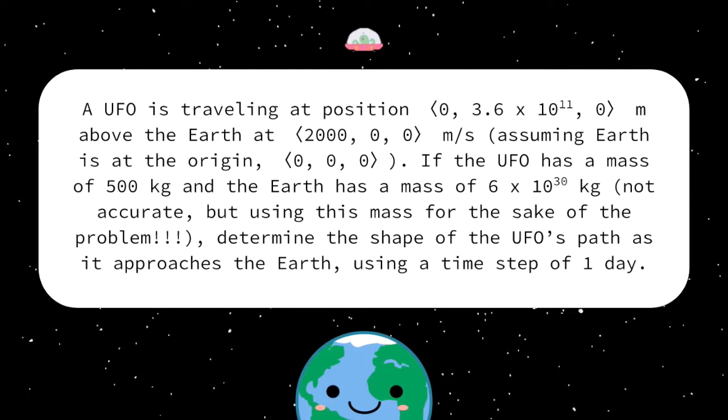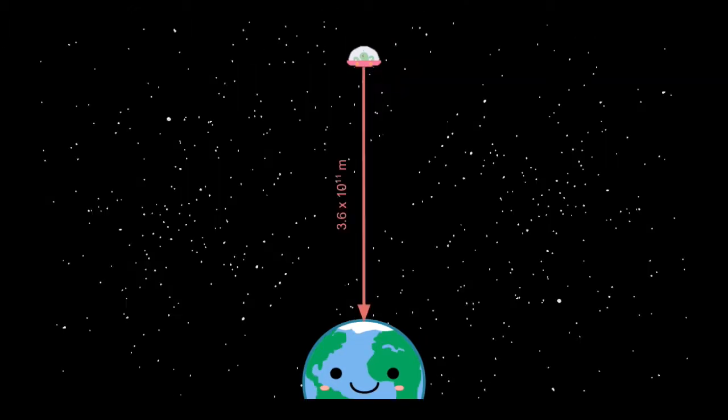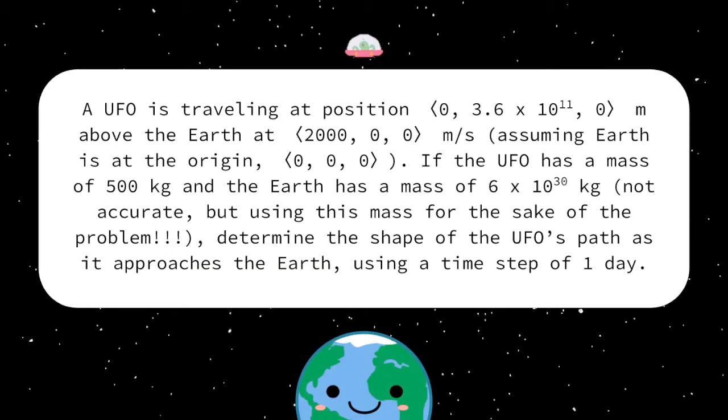A UFO is traveling at position 3.6 times 10 to the 11th meters above the Earth at 2,000 meters per second, assuming Earth is at the origin. If the UFO has a mass of 500 kilograms and the Earth has a mass of 6 times 10 to the 30th kilograms, determine the shape of the UFO's path as it approaches the Earth using a time step of 1 day.